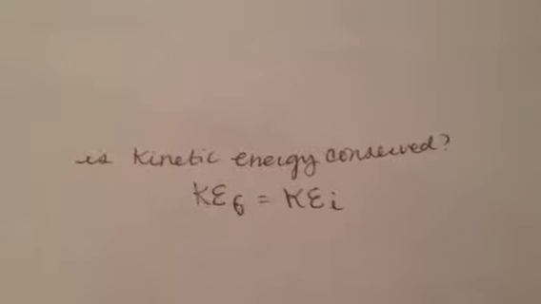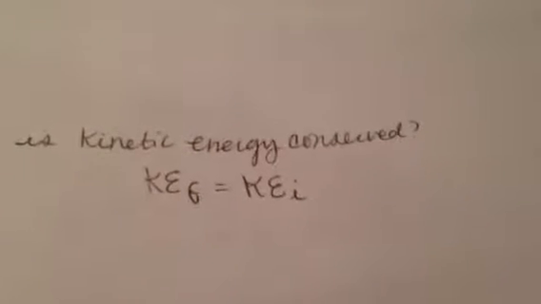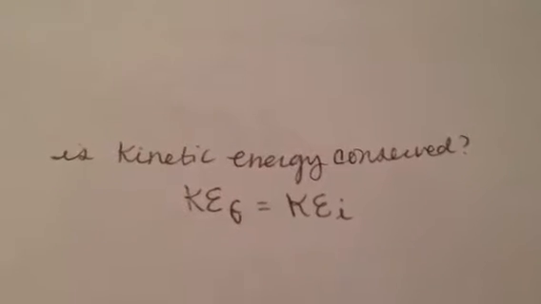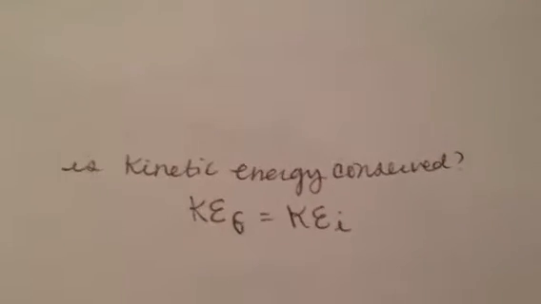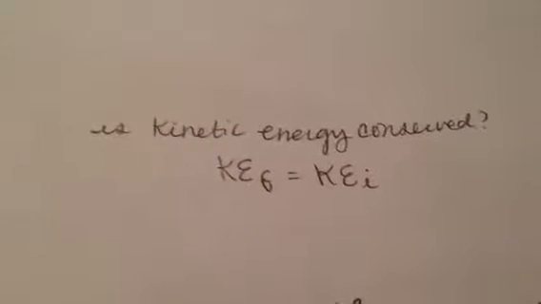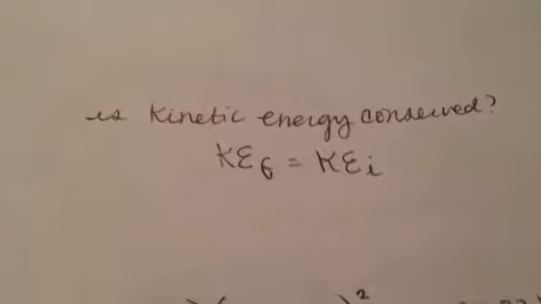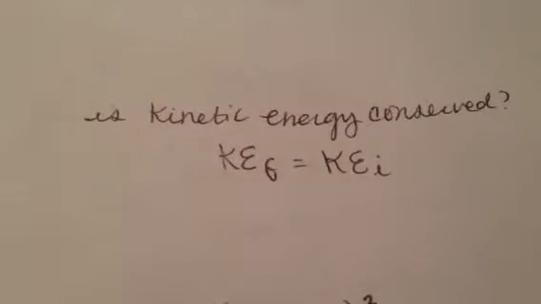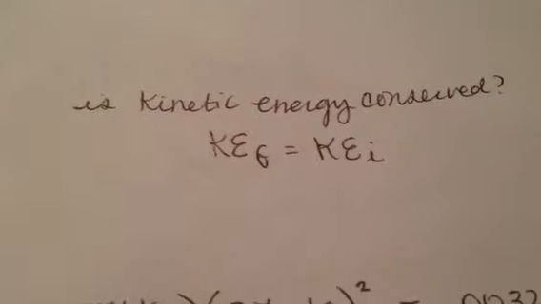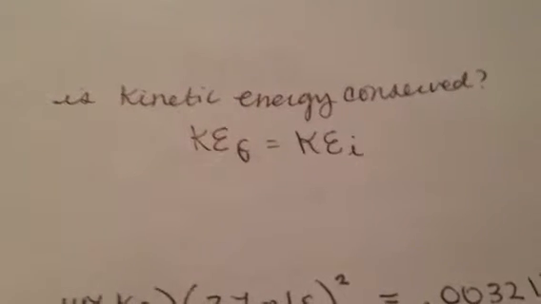So that is the conclusion of this problem, but I added another portion of this problem, and we're asking, is kinetic energy conserved? And if it is conserved, the final kinetic energy should be equal to the initial kinetic energy. And in order to solve this, I assumed that the velocity that he shoots out the tongue is equal to the velocity that he shoots the tongue back into his mouth.